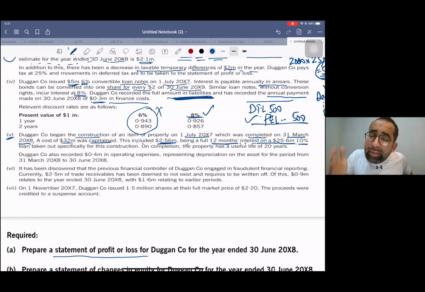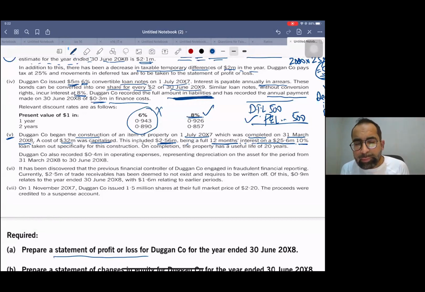Why did this guy capitalize 12 months interest? Only 9 months interest capitalization is allowed. Why? Because after 9 months the project is completed, and once the project is done, you cannot capitalize any further interest cost. So now just look at the adjustment and solve it.